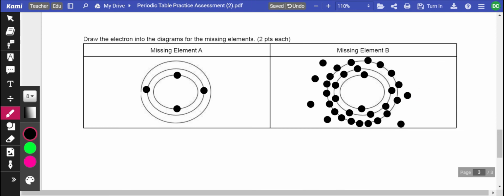Missing element A was much easier, and the 2 missing elements that you will work with, C and D in the periodic table in your summative assessment, will be much more manageable than missing element B was.